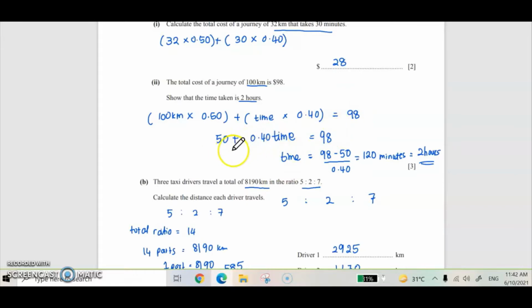Okay, so we get this part and we do the operation. Get the time is equal to 120 minutes. So since it is in minutes, we want to show it's hours. So we know that 1 hour is equal to 60 minutes. Okay, so we divide with 60 minutes and then we get 2 hours. So it is shown. Bila soalan show macam ni, maknanya you kena prove. Tunjukkan how did you get 2 hours. Prove it. Okay. So next question B.